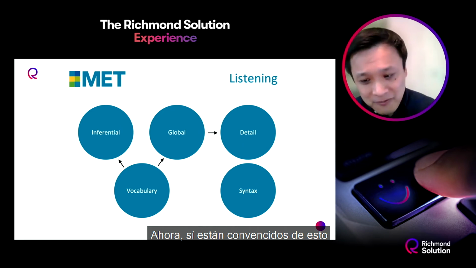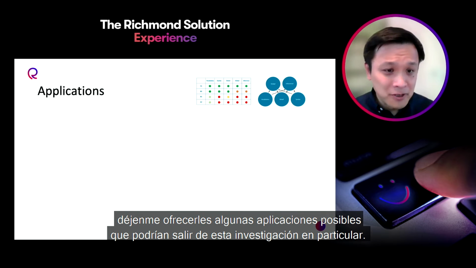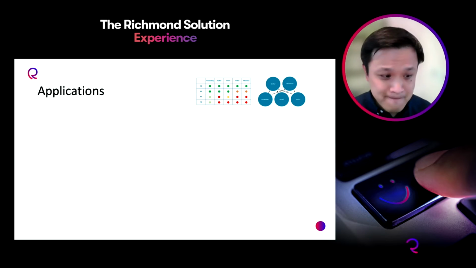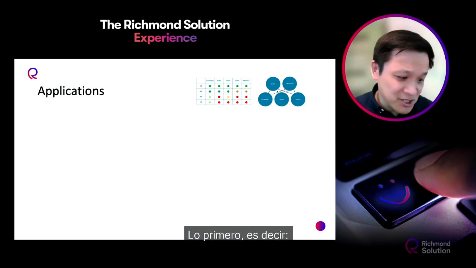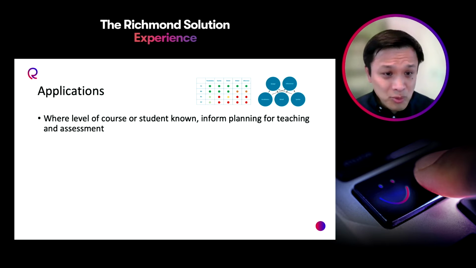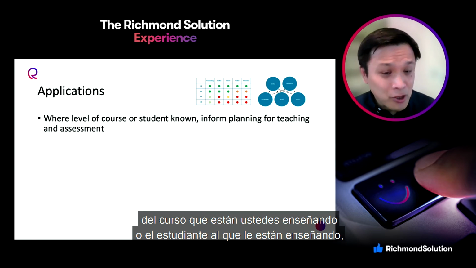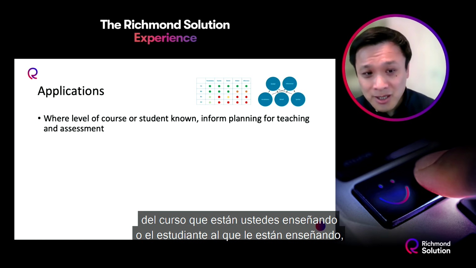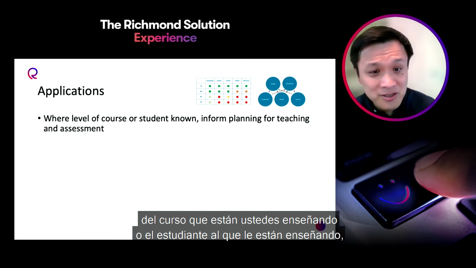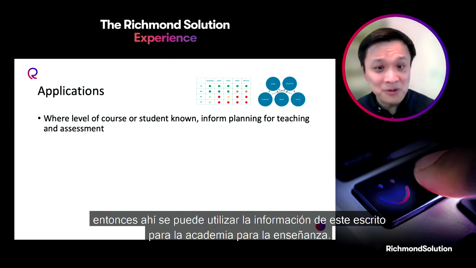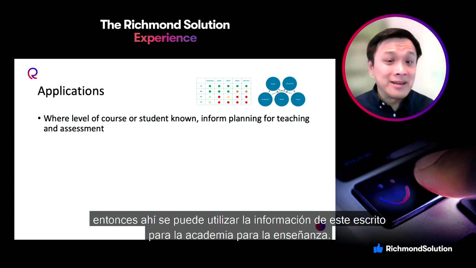Now, if you are convinced by this, let me offer to you some possible applications that come out of this particular research. The first thing is to just say, where you know the level of the course that you are teaching or of the student that you are teaching, then you can use the information from this study to inform planning for teaching and assessment.